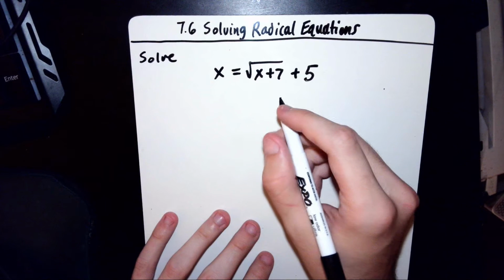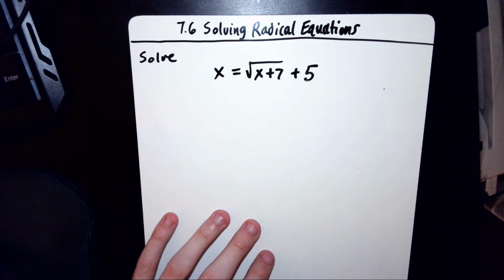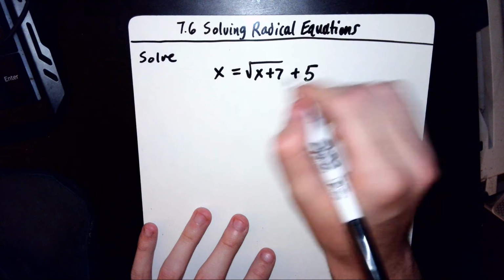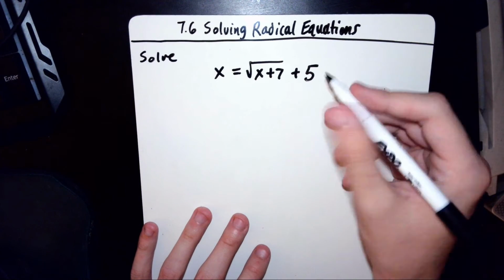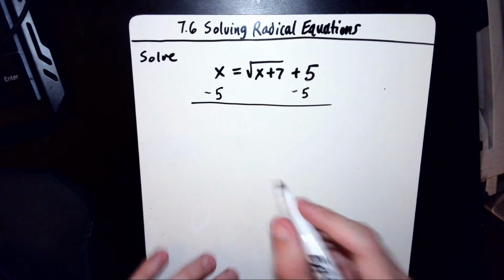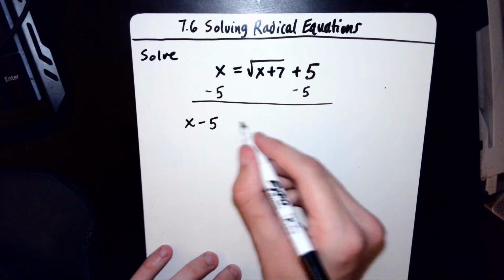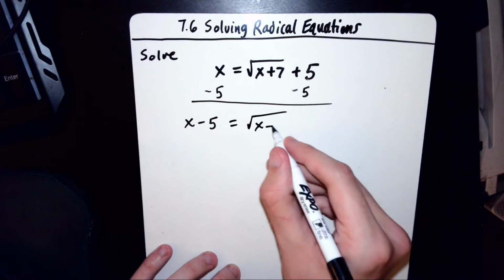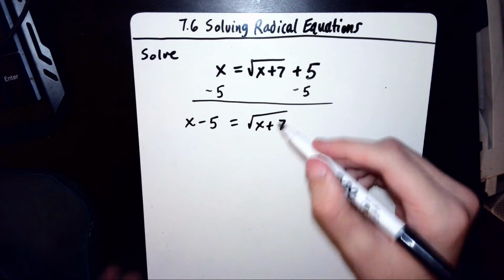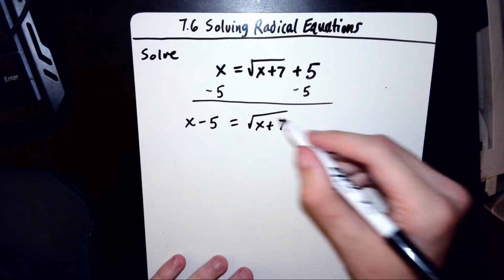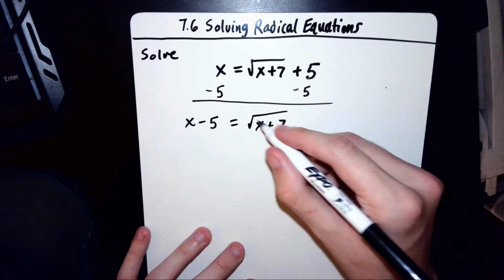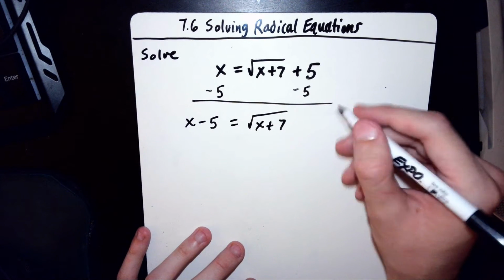To solve this problem, the first thing we need to do, generally speaking, is isolate radicals. So with that goal in mind, let's subtract 5 from both sides. This is going to leave us with x minus 5 is the square root of x plus 7. Now that we've isolated this radical, we want to eliminate it. We want to get rid of the square root. Well, generally speaking, to get rid of square roots, we square both sides.